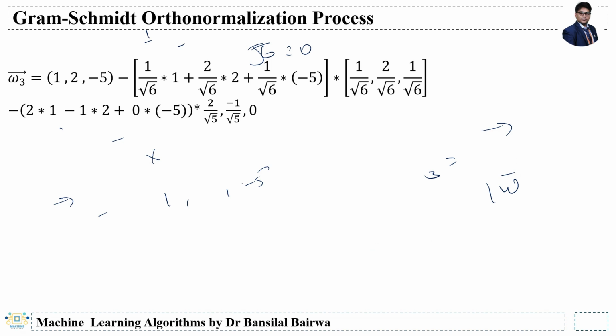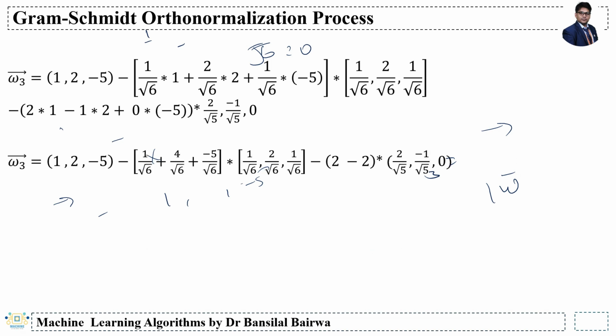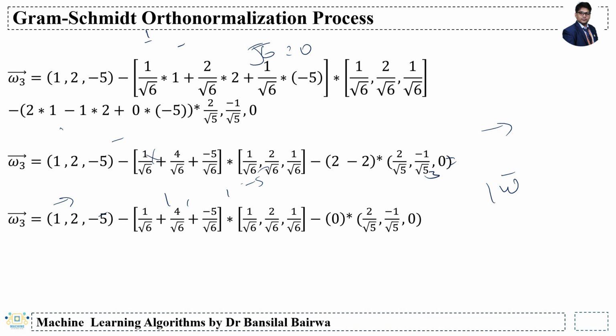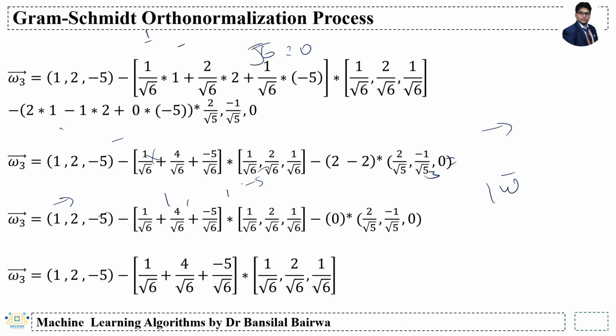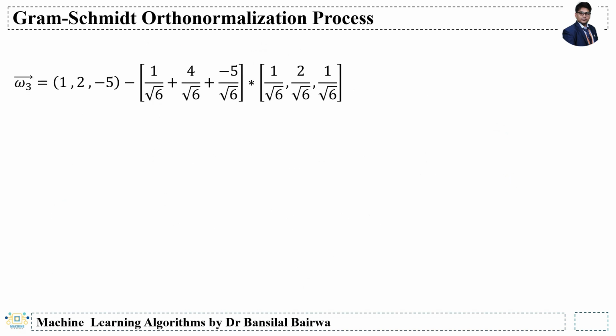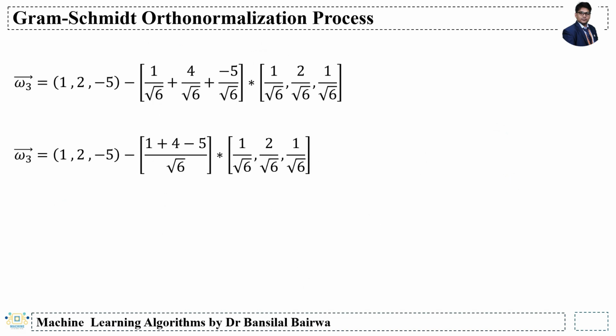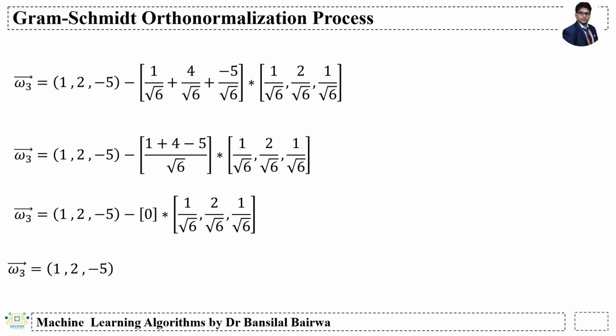So you can see in the next step, finally this will become 0, this will also become 0, and finally we will get 1, 2, minus 5. So I hope with this step by step solution, you can easily understand it. So the omega 3 value we got is 1, 2, minus 5, right?